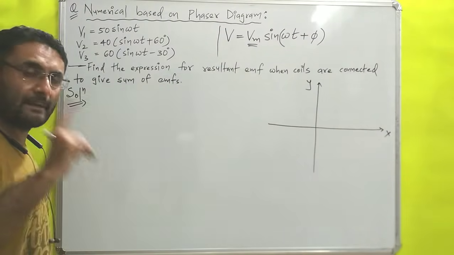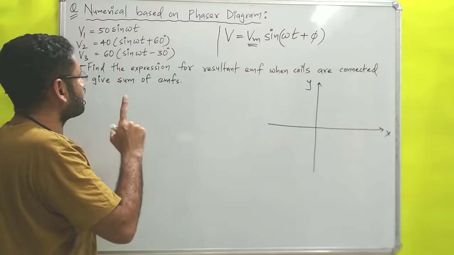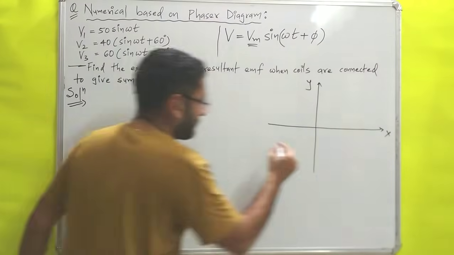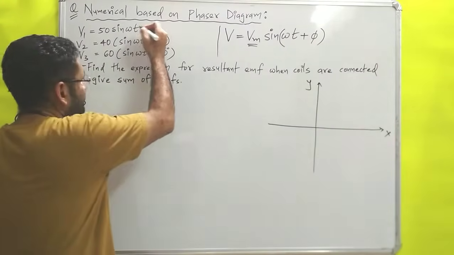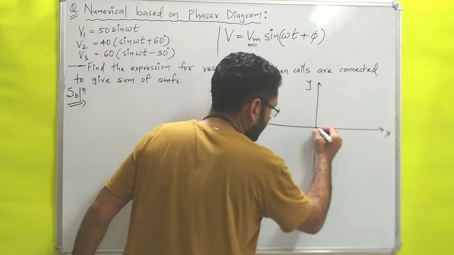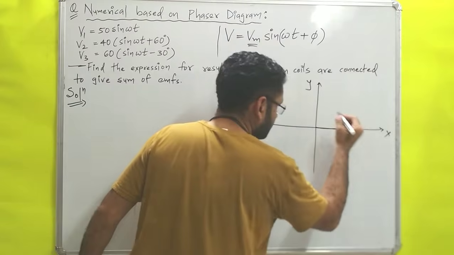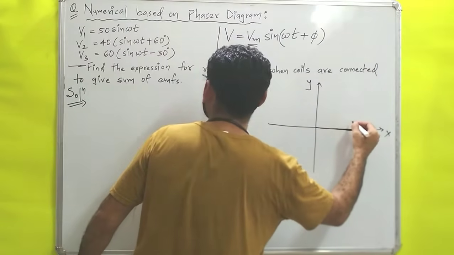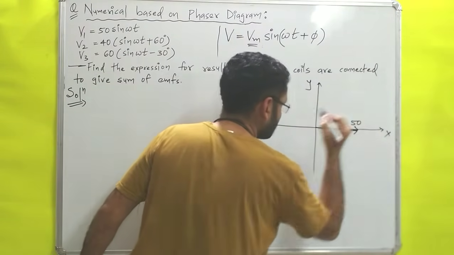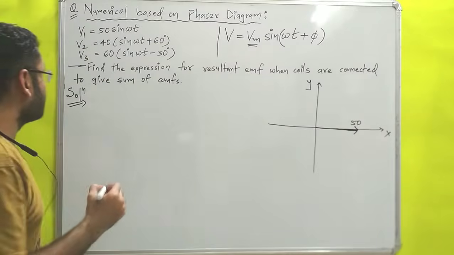So I will plot only the maximum voltages, Vm sine omega t. First, V1 if I want to plot: the initial phase is 0, which means there is a 0 angle with the x-axis. So I will simply draw the line or vector of V1 like this, having the value of 50. That is V1.